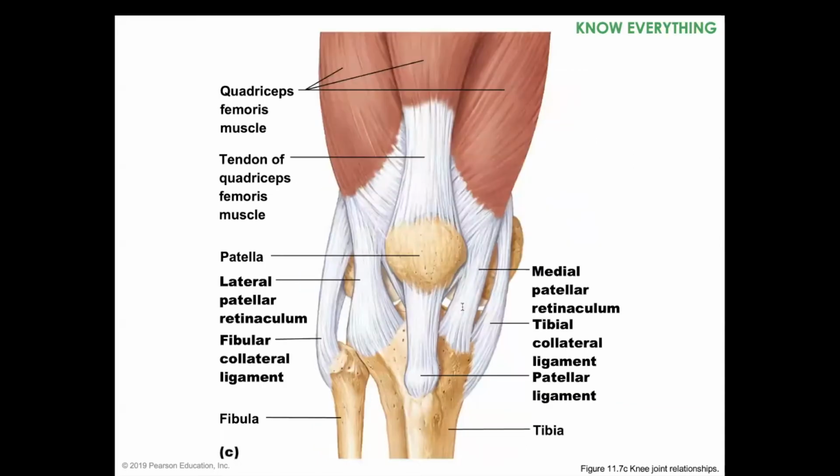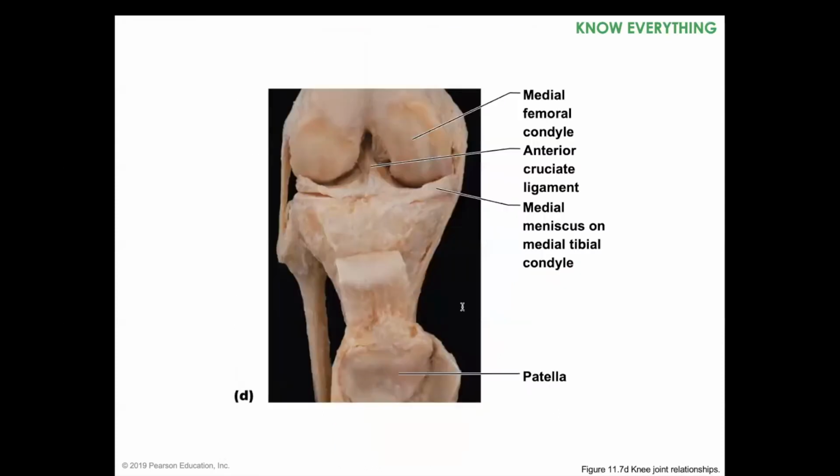But here is a good image of the quad muscles and superficial ligaments around the knee joint. There are two more structures we have not seen yet. Those are the lateral and medial patellar retinaculums. These just help add additional support and stability to the knee joint. And then this is an image of a knee cadaver. You can see the ACL and PCL and the medial and lateral menisci. You can also see the LCL and MCL in there as well.